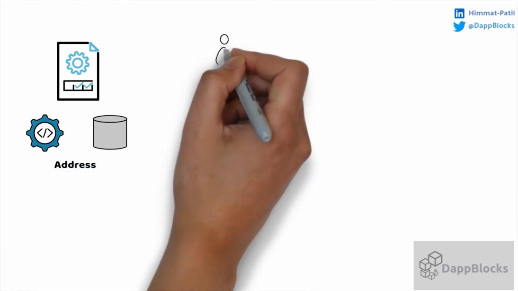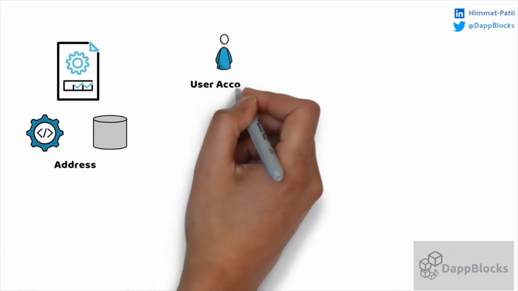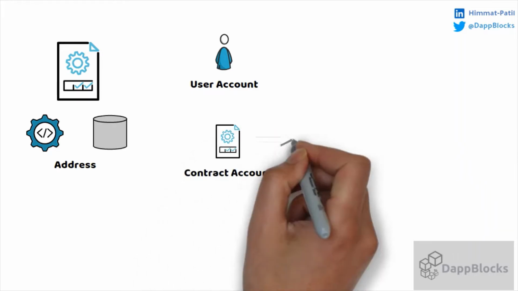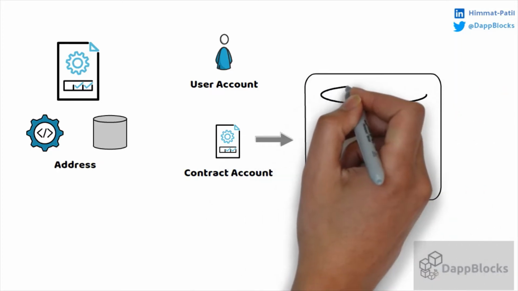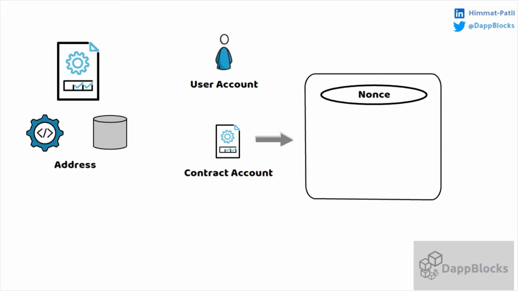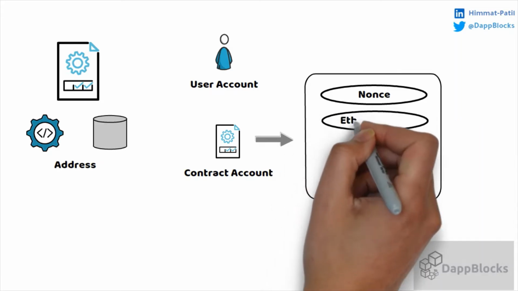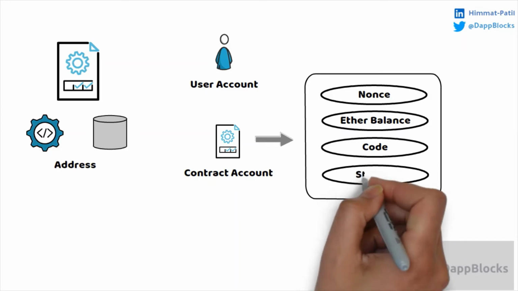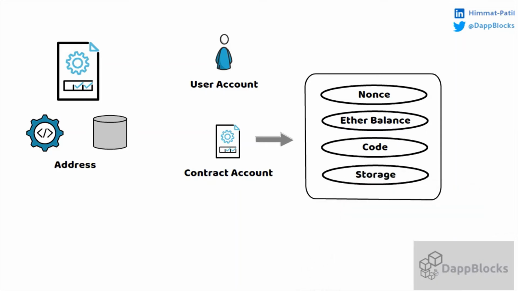As you know, we have two types of accounts in Ethereum blockchain. First is user account and second one is smart contract account. Smart contract account has four fields. First, nonce. Nonce is the number of transactions sent from that particular account. Second, ether balance. Ether balance is the ether amount owned by this account. Third, code. Code that executes on Ethereum Virtual Machine, called EVM code. And fourth, account storage. Account storage has the hash of the root node of the Merkle Patricia tree.